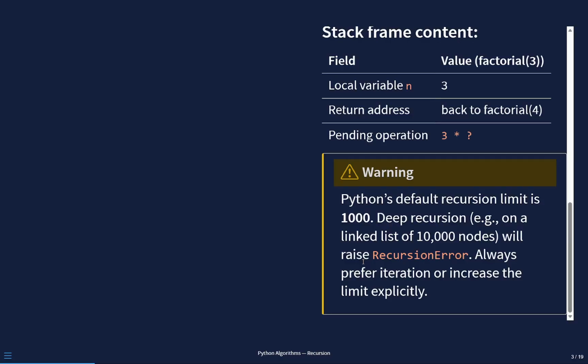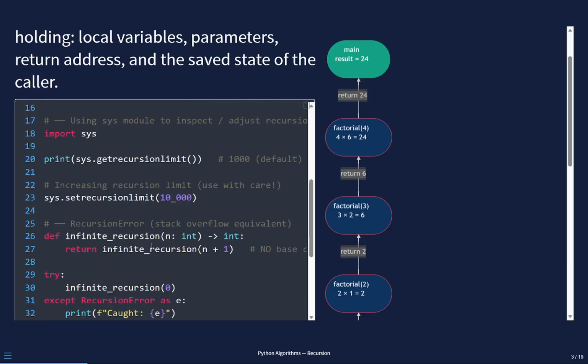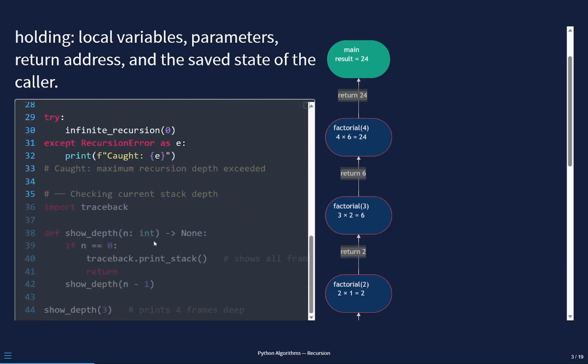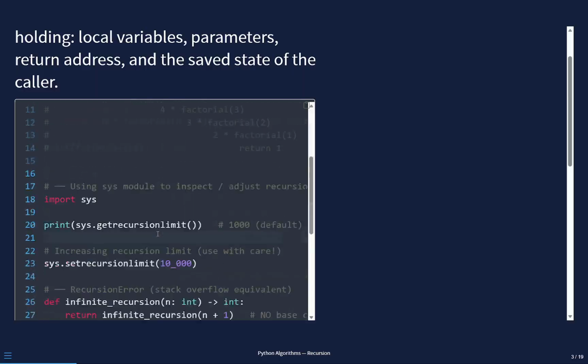sys.setrecursionlimit can raise it, but each frame costs a few kilobytes for its stack memory. Setting it to 1,000,000 frames is asking for an out-of-memory crash. We'll see safer alternatives later.